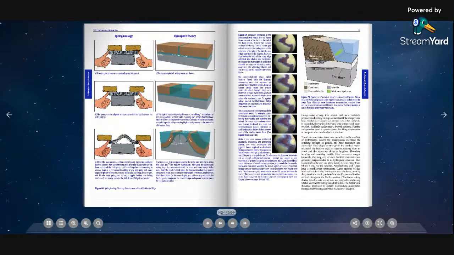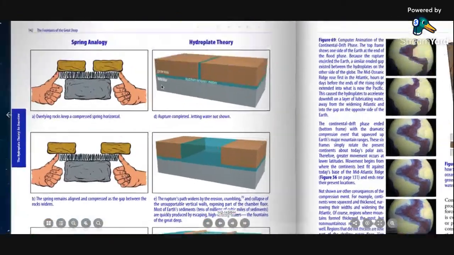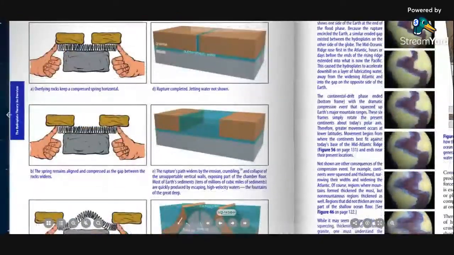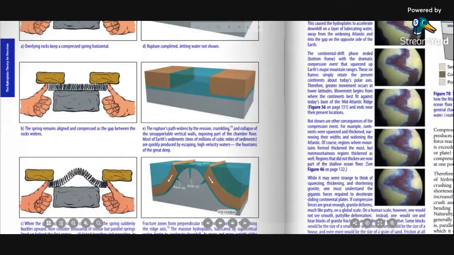In the Beginning by Dr. Walt Brown, we will take a look at the images of the continental drift phase of the hydroplate theory. I believe this is on page 140. Nope, it's on pages 142 and 143. Okay, you've got the springs. The spring remains aligned. And then let's see what it says at the bottom here.